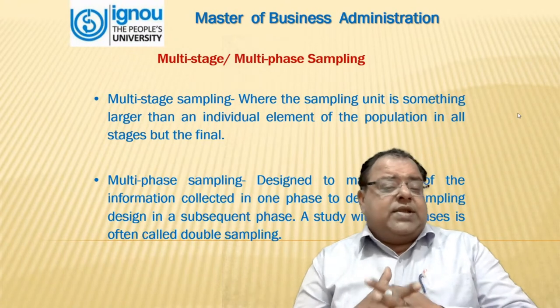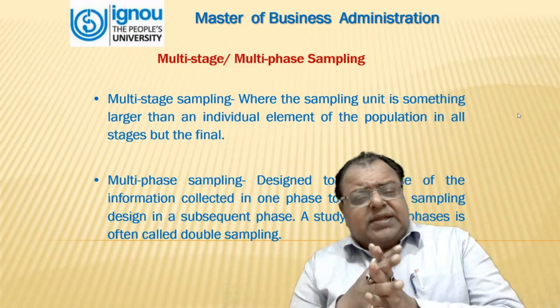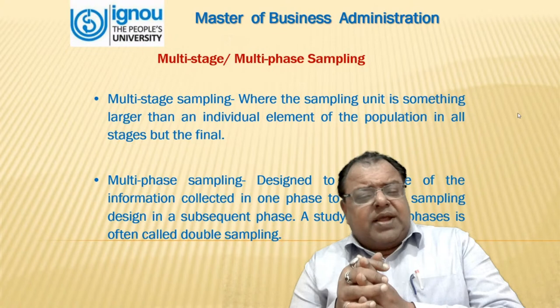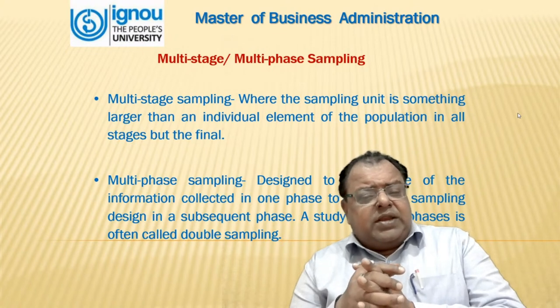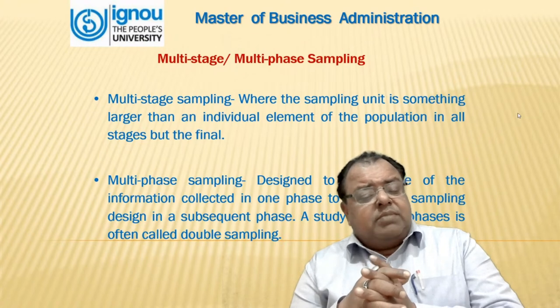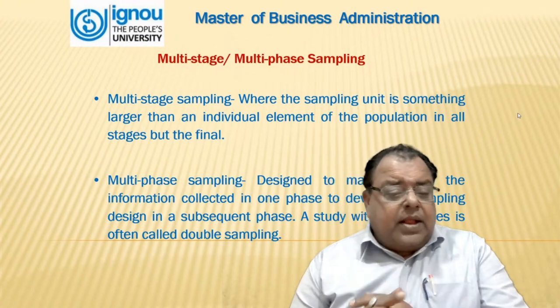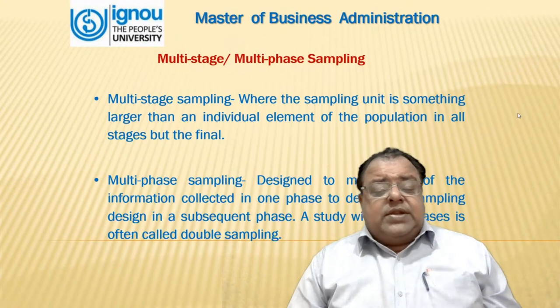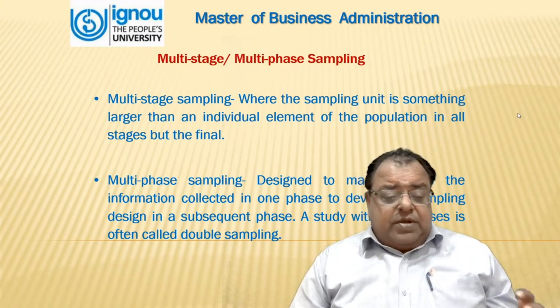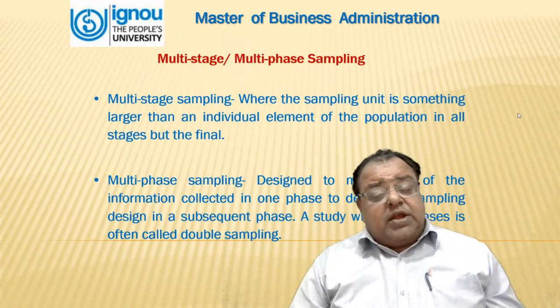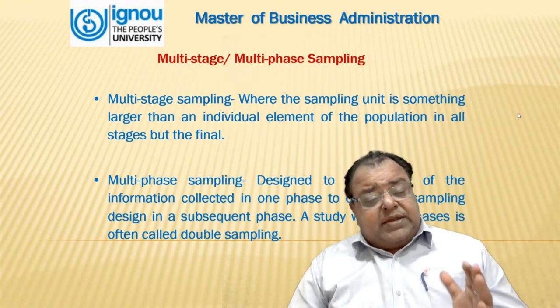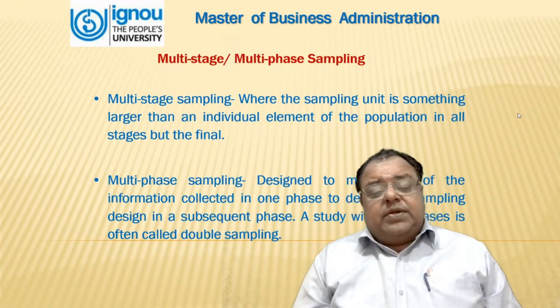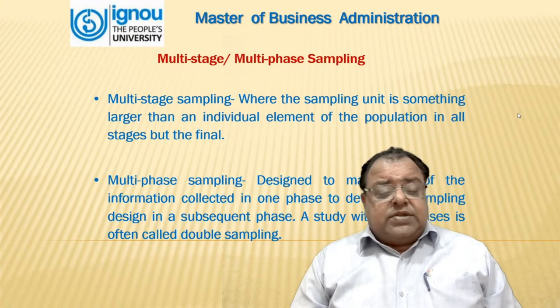Multi-stage and multi-phase sampling. Multi-stage sampling is where the sampling unit is sometimes larger than an individual element of the population in all stages but the final. Multi-phase sampling is designed to make use of the information collected in one phase to develop a sampling design in a subsequent phase. A study with 2 phases is often called double sampling.